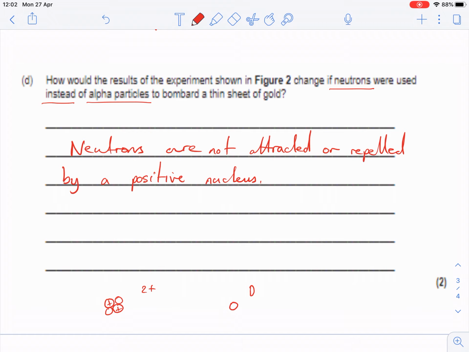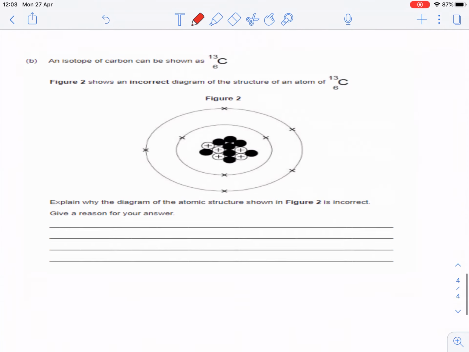Okay, and on to the next part. The final mark, which you think is really straightforward, is what I've just said there: if there is no attraction or no repulsion, then the neutrons would all pass straight through the foil. So that's the 2 marks up for grabs there. If we use neutrons instead of alpha particles, the neutrons would have a neutral charge, therefore no attraction or repulsion would occur, and that means that the neutrons would pass straight through. Therefore, there would have been far less evidence gained from that experiment if that was the case.